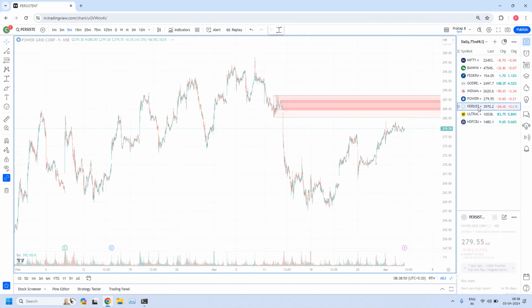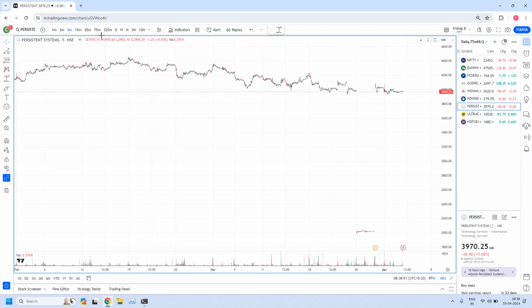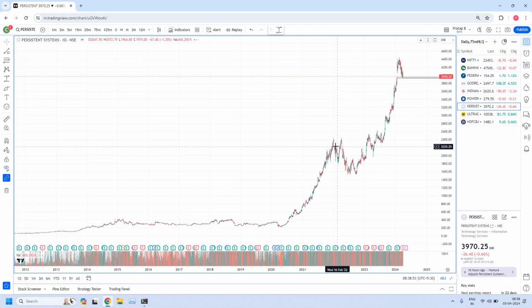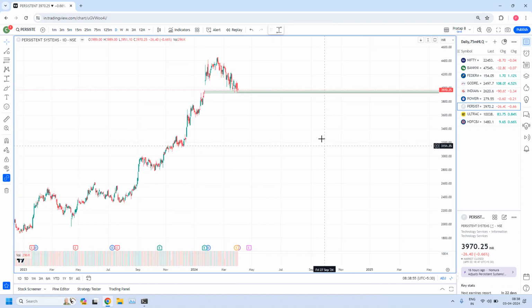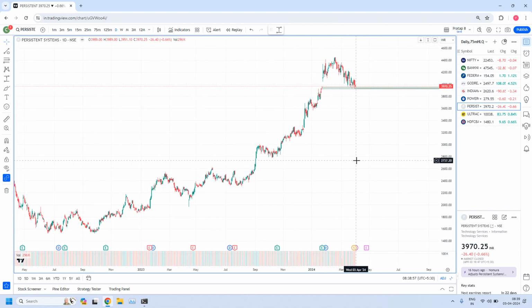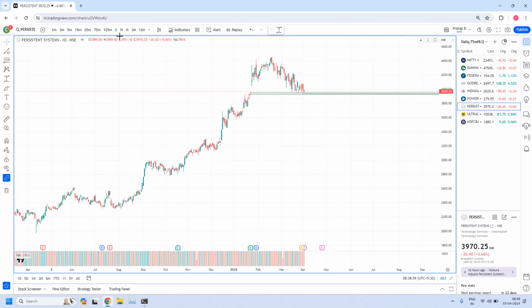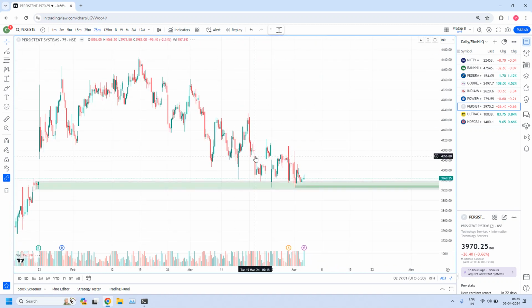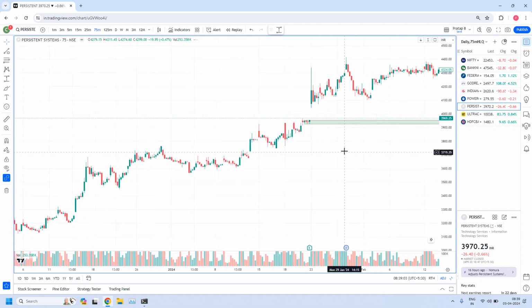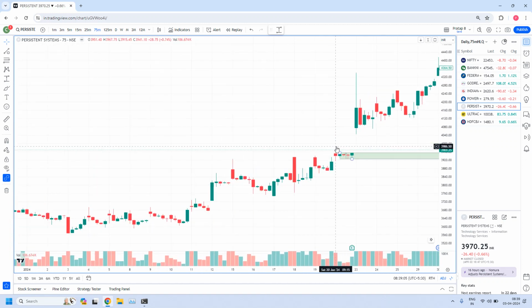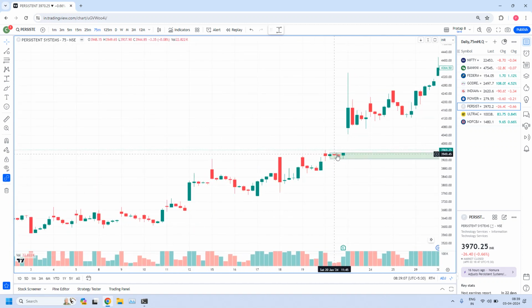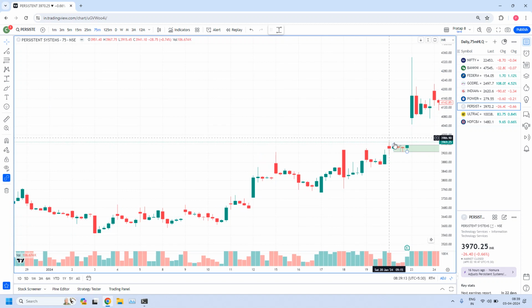And next one is Persistence. This is also a daily, 75 minutes demand zone. We have a rally, 4 base candles and a rally candle. But have you noticed, this is a retail trader zone.